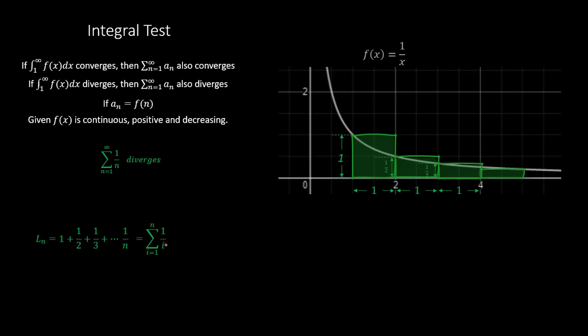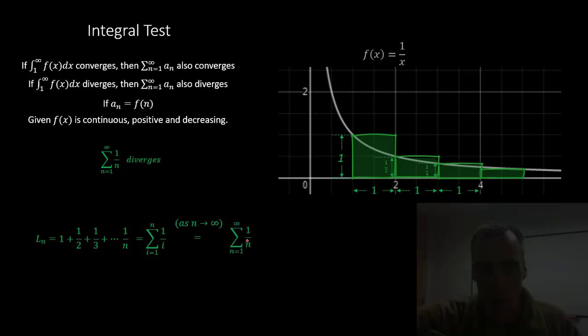We could also just imagine, if we are going to go out as n approaches infinity, that you can replace these i's with n's here, and that n is going to go to infinity on the top. So we end up with this series from n equals 1 to infinity of 1 over n, which of course is our harmonic series.